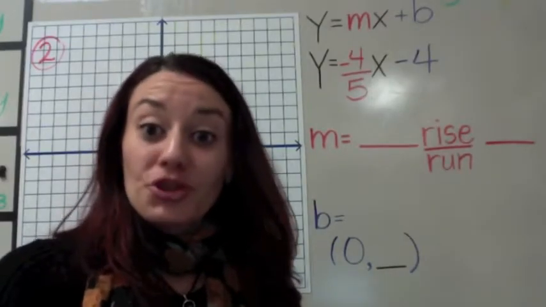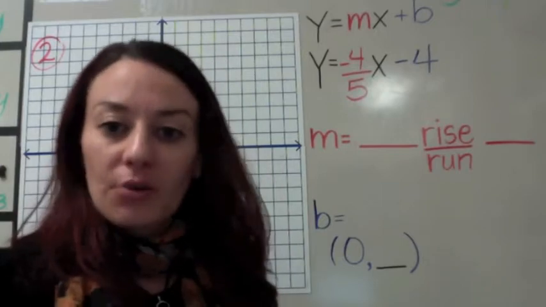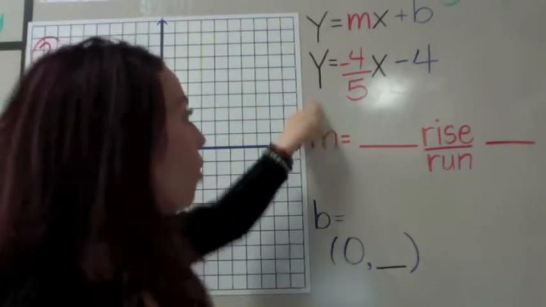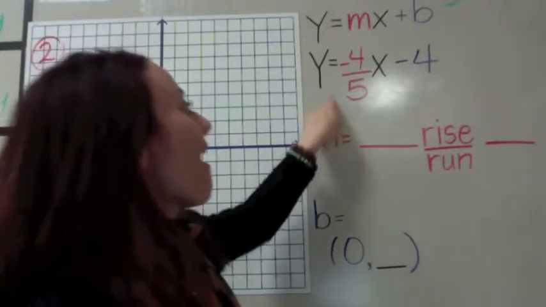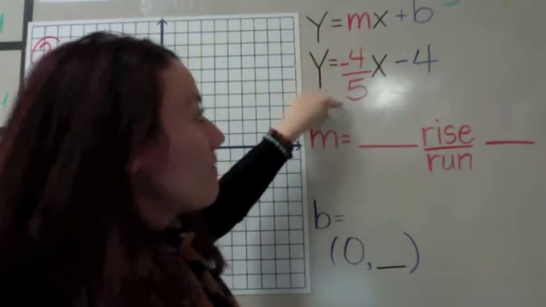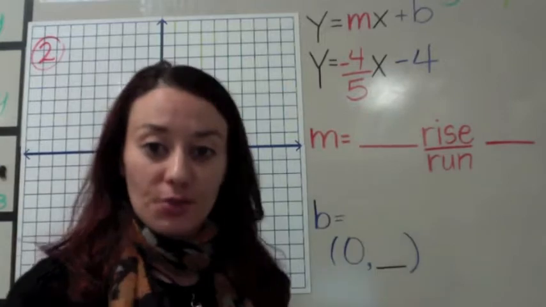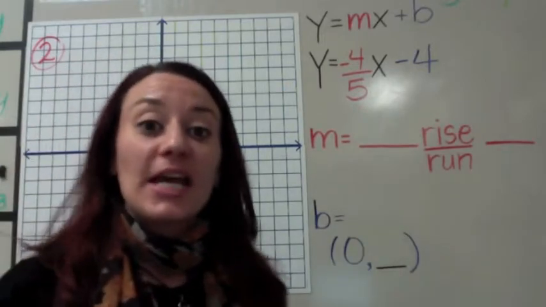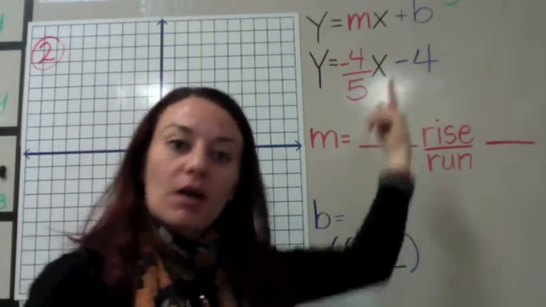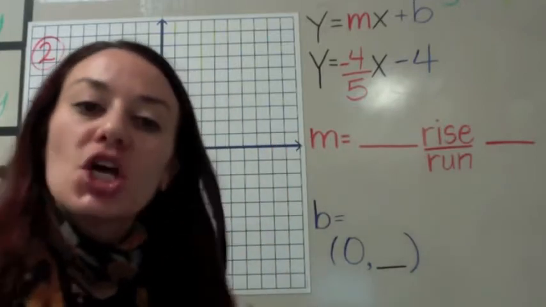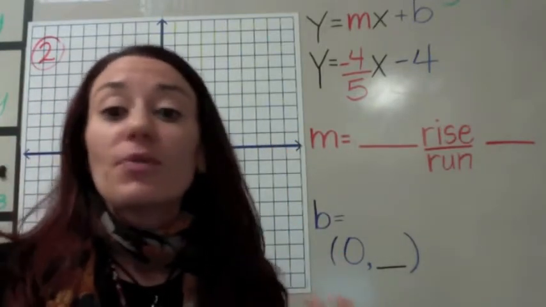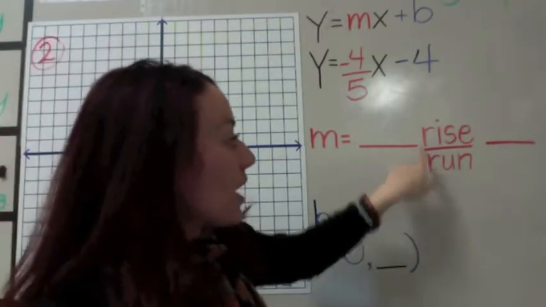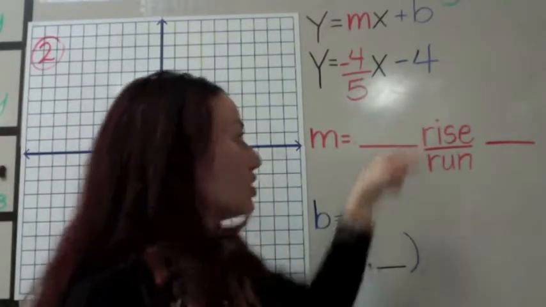Let's try number 2. Read this linear equation with me. It says, y equals -4/5 x minus 4. We're going to notice that our m is in red, our b is in blue. The slope is a fraction. And slope is always a fraction. Slope is rise over run. What's slope? Rise over run.